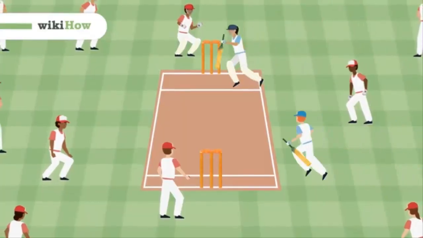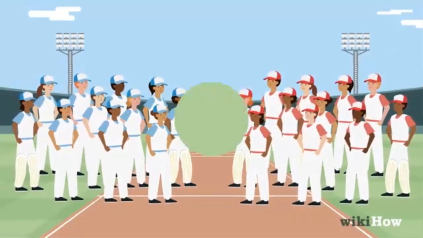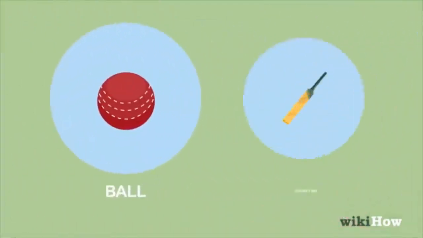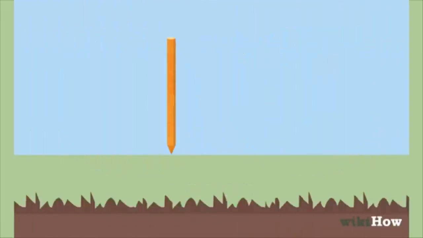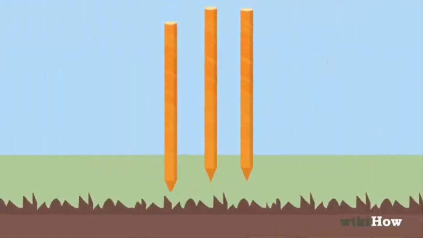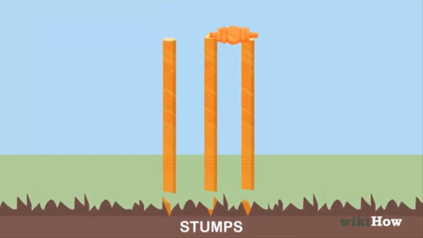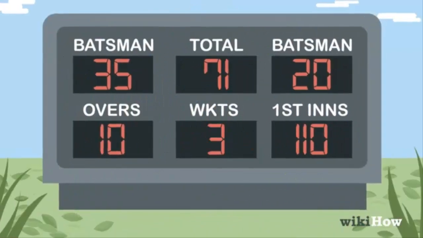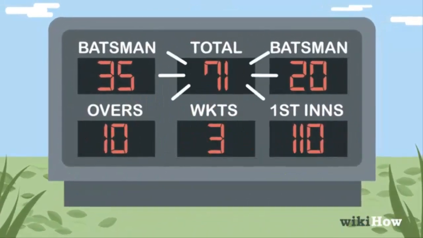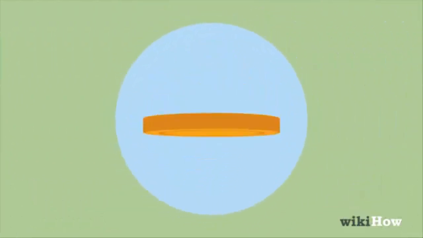To play cricket, first gather two teams of 11 players. You will also need a ball, a cricket bat, and two wickets. Wickets are made of 3 sticks driven into the ground, called stumps, topped by 2 horizontal sticks, called bails. The goal of the game is to score more points or runs than the other team. Toss a coin to decide which team will bat in the first inning.